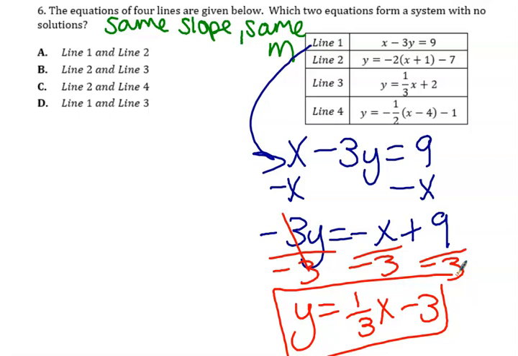Line 2, line 3, line 4. So let's circle the slopes for each one. So, line 1 is 1/3, line 2 is -2, line 3 is 1/3, and line 4 is -1/2. Well, what has the same slopes? Line 1 and line 3. Your answer is D.